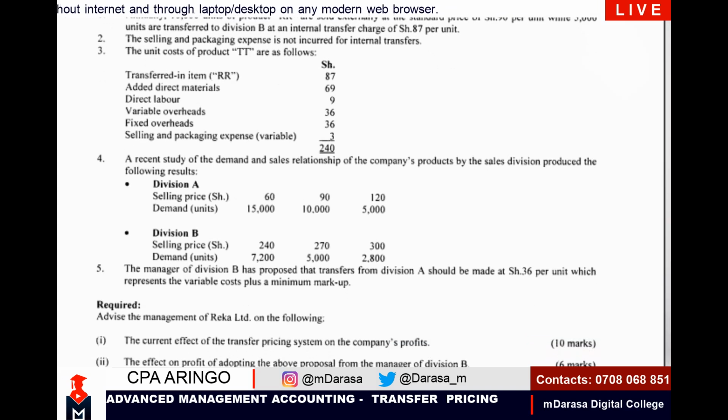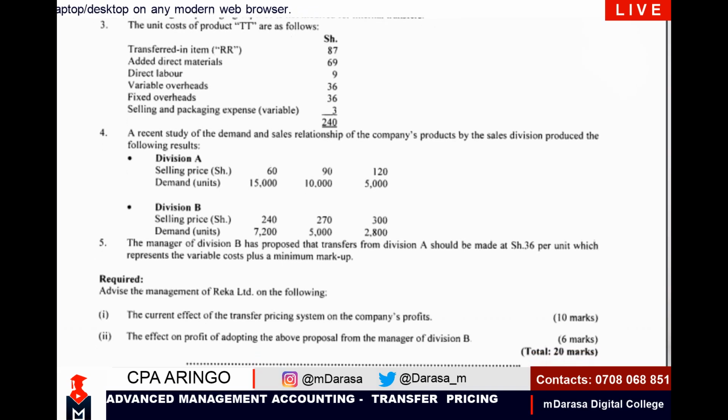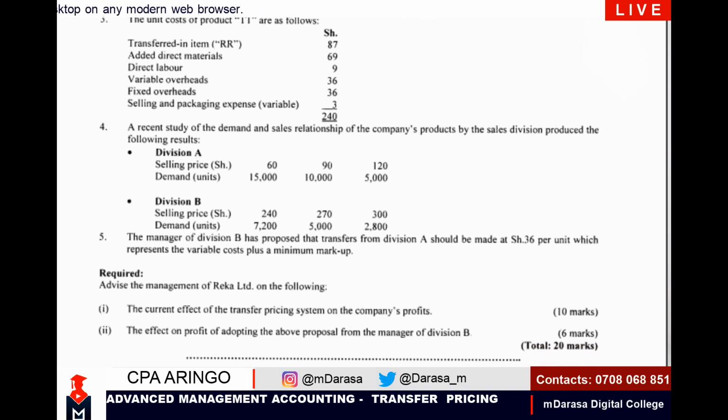Advice. Required. Advise the management of Biicl Limited on the following. The current effect of the transfer pricing system on the company's profits. The effect on profit of adopting the above proposal from the manager of division B.